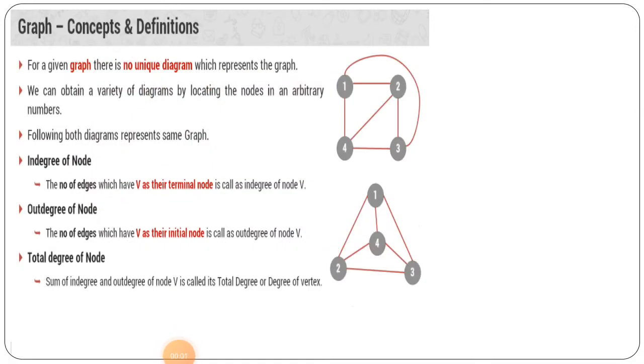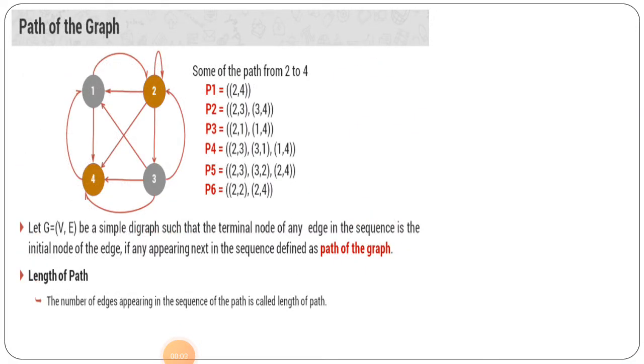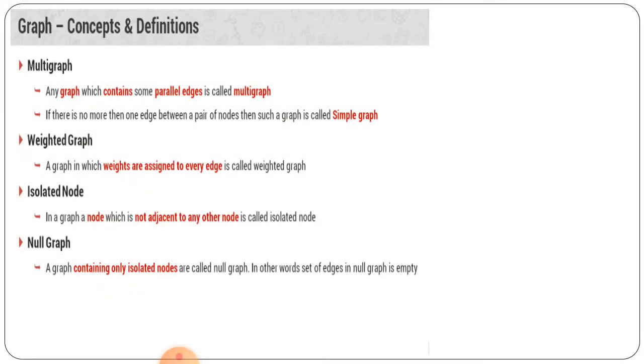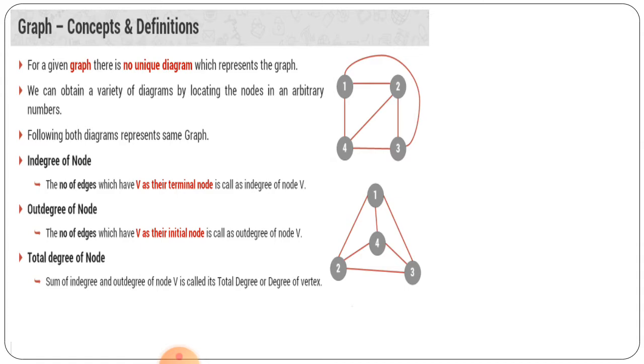Good morning all of you. In the previous lecture I explained about this tree, in which the different concepts and definitions of this graph were covered. Now, up to the null graph we have already seen. To see about this graph, there is no unique diagram which represents the graph. Now we obtain a variety of diagrams by locating the nodes in arbitrary positions.